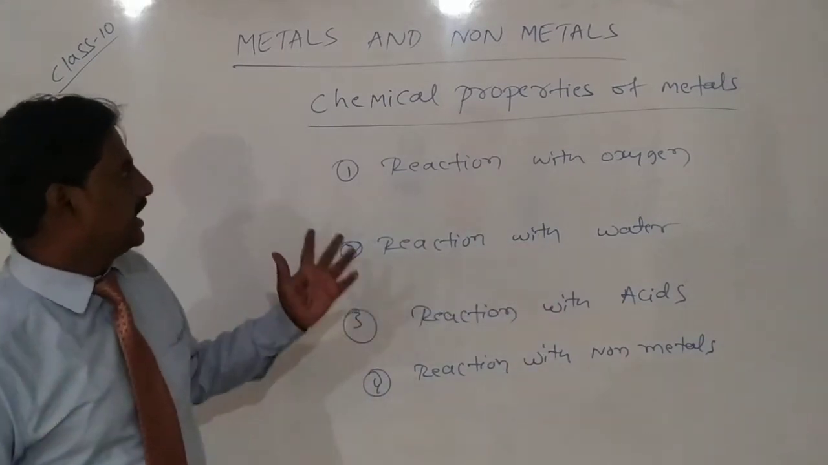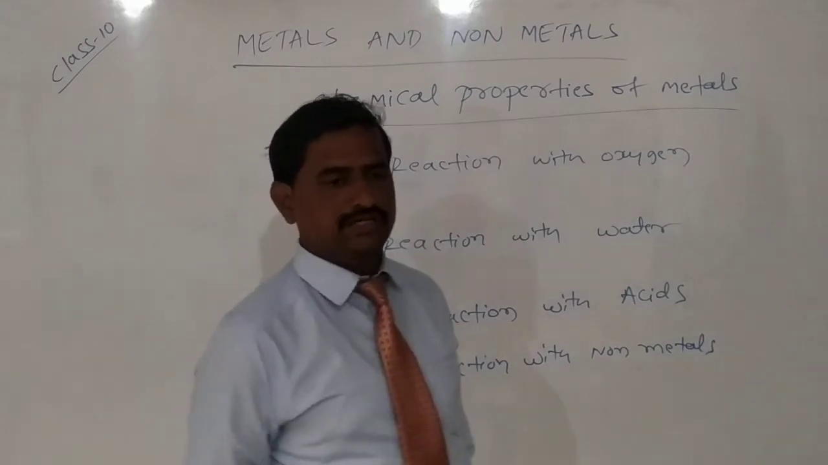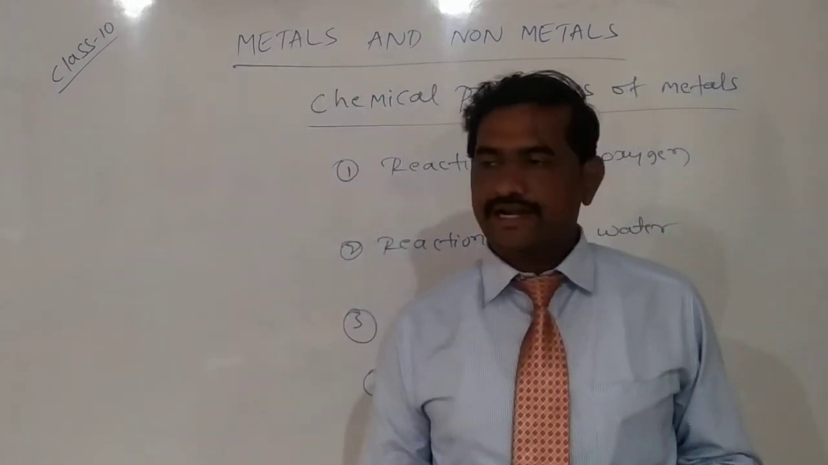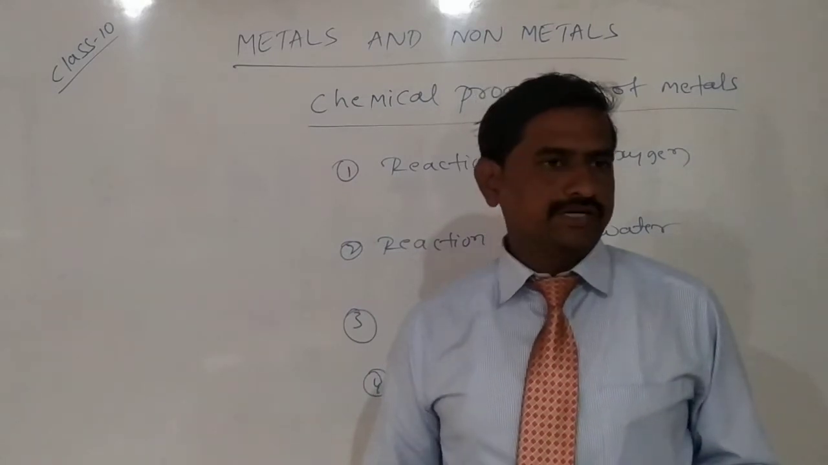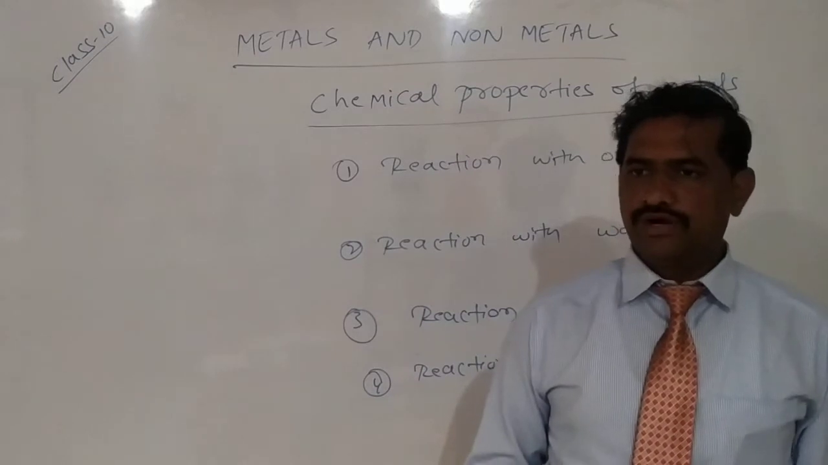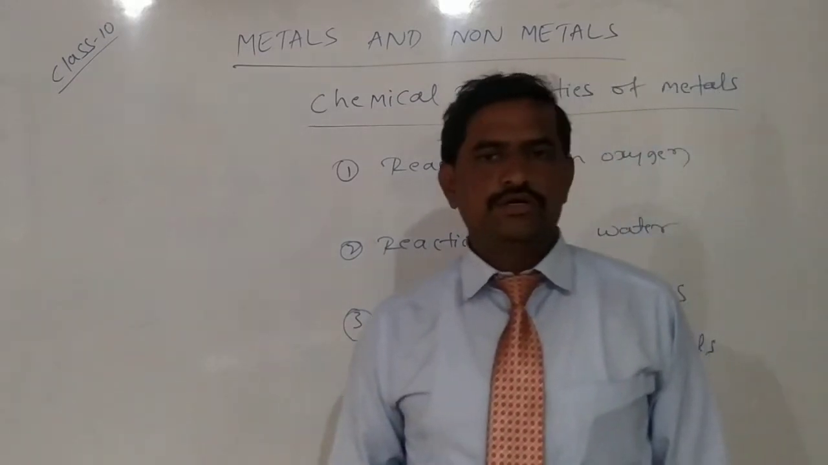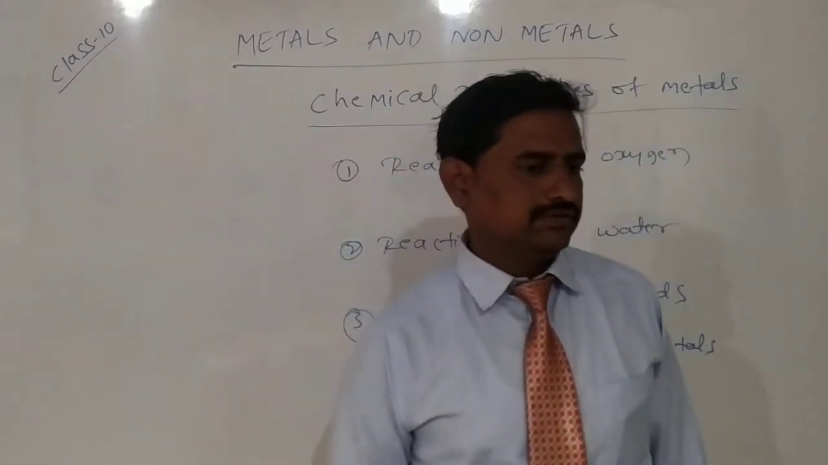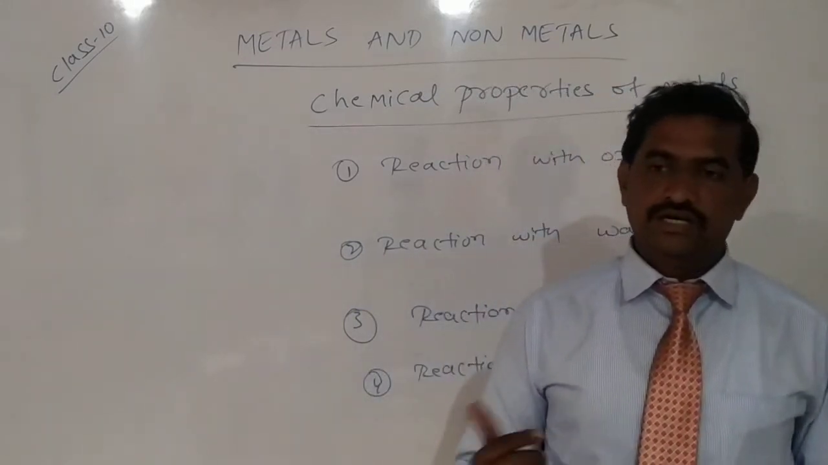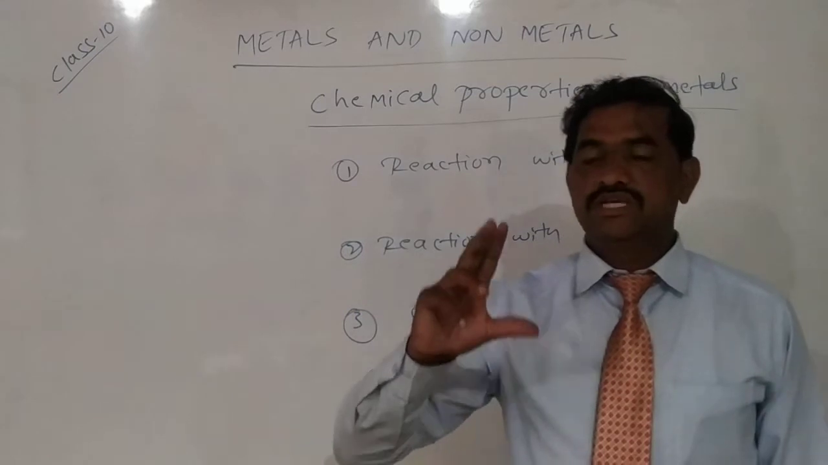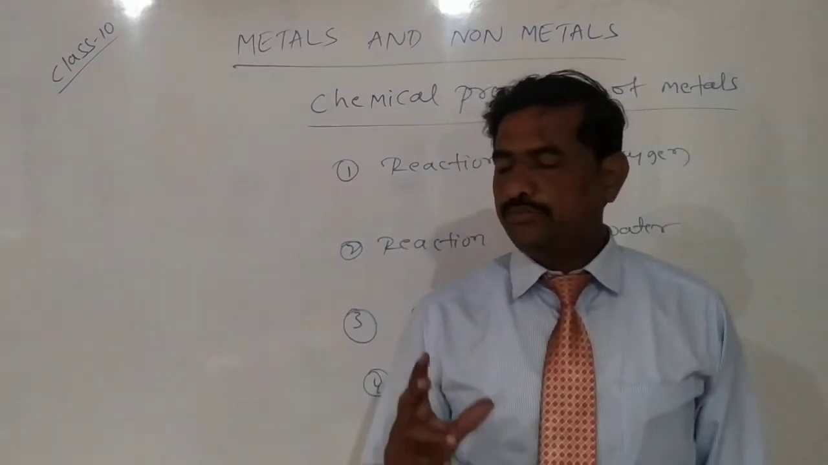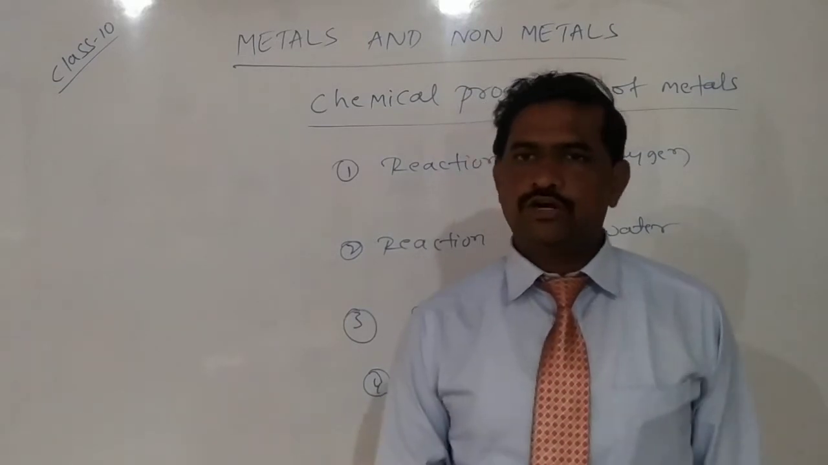And here, the reactivity series of the metals: all the metals will not react in the same manner. It depends. Some metals are highly reactive, some metals are less reactive. For example, take sodium. Sodium is a highly reactive element, so that's why it is preserved in kerosene. We studied that in the earlier classes. Sodium is a highly reactive metal, so it is preserved in kerosene.